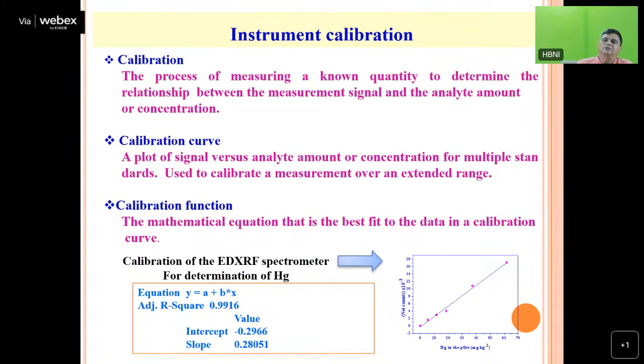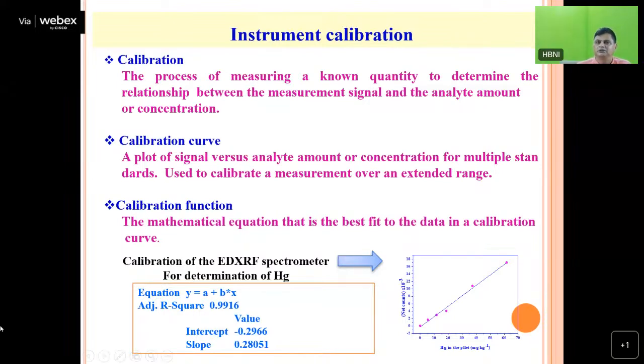Then, before doing any kind of analysis, one has to prepare a calibration curve. So what is calibration? The process of measuring a known quantity. How do we make a calibration curve? We make different concentrations using standard solutions, and then measure the signals at the different analyte concentrations. That's how we make a calibration curve.